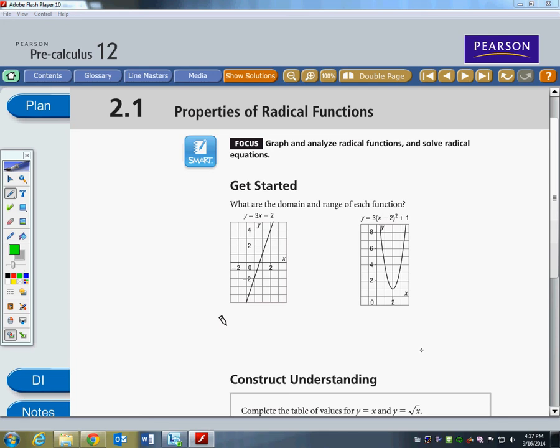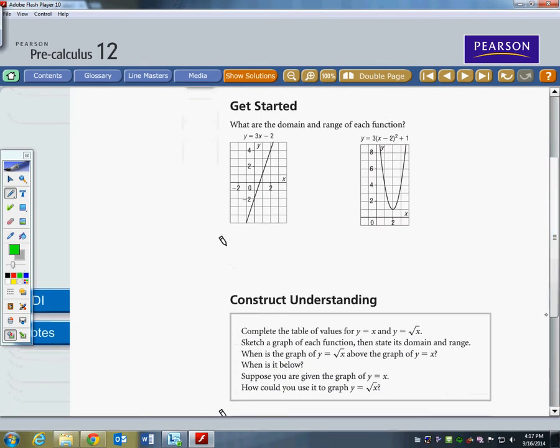Hi, and welcome to 2.1 Properties of Radical Functions. As you may remember, a radical is the square root and other types of roots. To get started, what are the domain and range of each function? The domain, if you recall, is all the different possible x values that you might get, and the range is all the possible y values in that function.